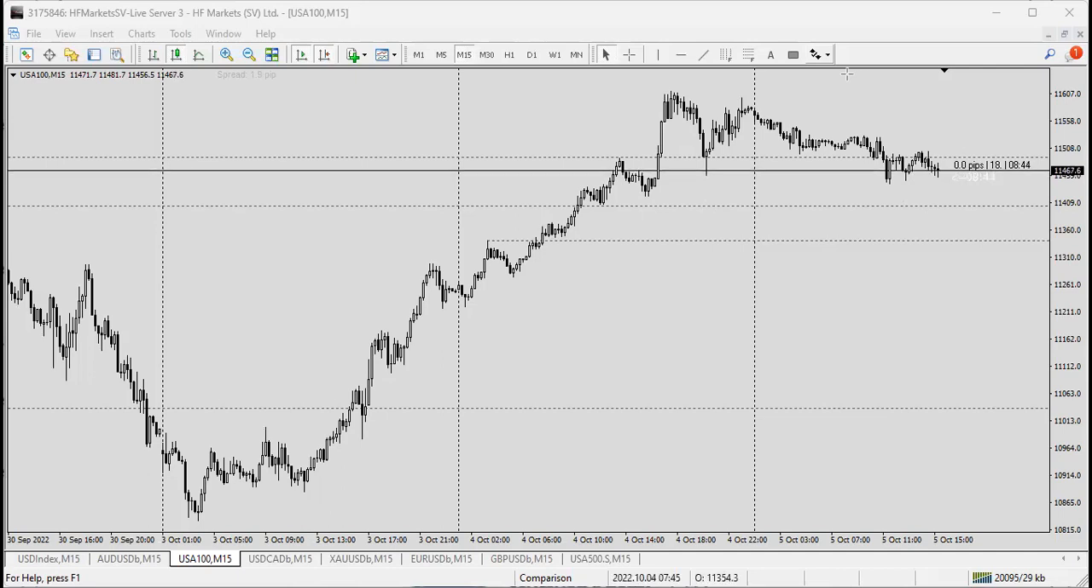Would you expect DXY not rebalancing that daily imbalance, or is that what you were waiting for? DXY daily imbalance.